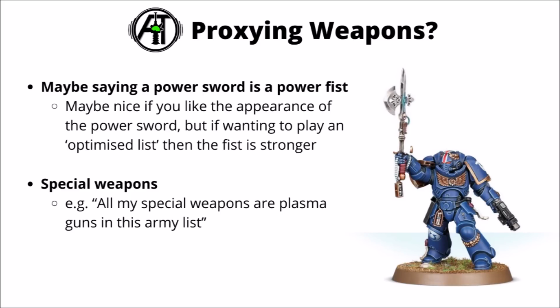Maybe another one could be things like special and heavy weapons, kind of similar to the Havoc example earlier, maybe saying things like all my special weapons are plasma guns in this list, regardless of appearance. I've fielded every single plasma gun that I have the model for at the moment, but there are a few melter guns and flamers mixed in. They're basically all plasma for the purposes of this game.